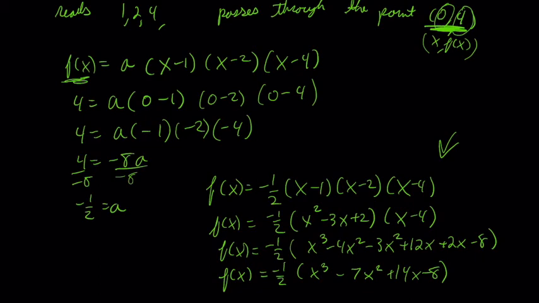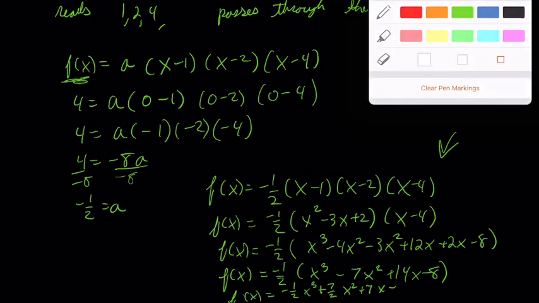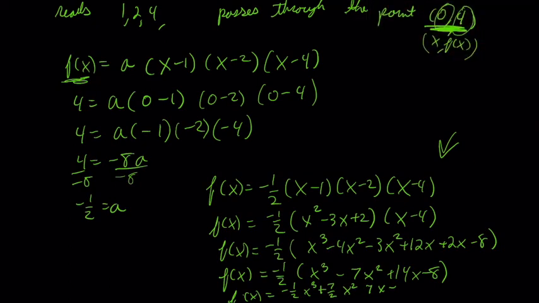Then we distribute that 1/2. So I have f of x equals negative 1/2 x cubed minus 7/2 x squared plus 7x minus, so that's a positive because we're distributing a negative 1/2. My apologies. So negative 1/2 x cubed plus 7/2 x squared minus 7x plus 4 is our final answer for our polynomial.